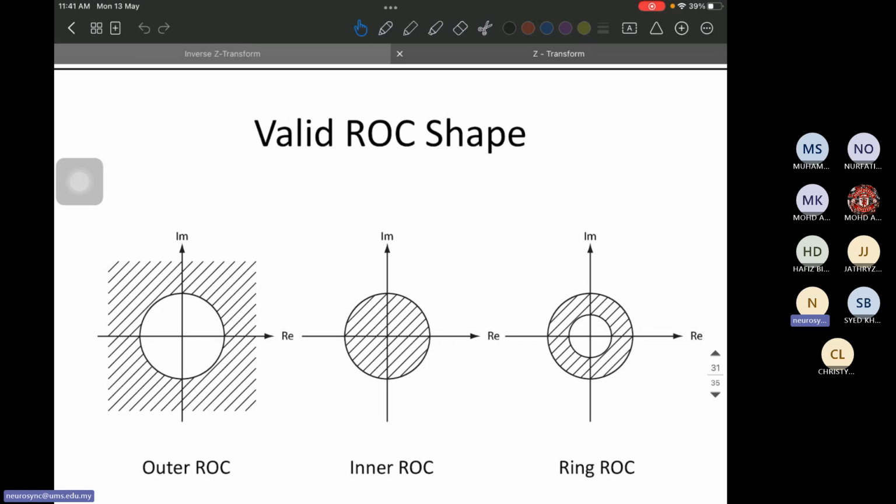We know the outer ROC, that is the right sided ROC, this first one. Then the middle one is the inner ROC, or we can say the inside, left sided ROC. The third one is the ring ROC, annular, ring like shape. These three are the only valid ROC shapes. So when we calculate h of n from H of z, we will be given the ROC and H of z.